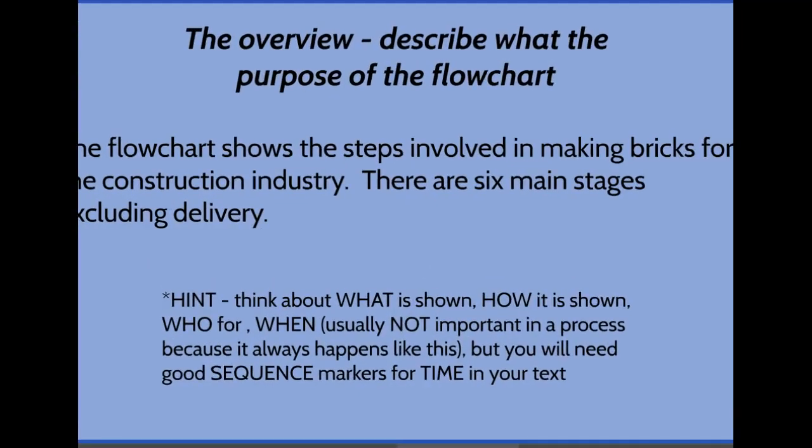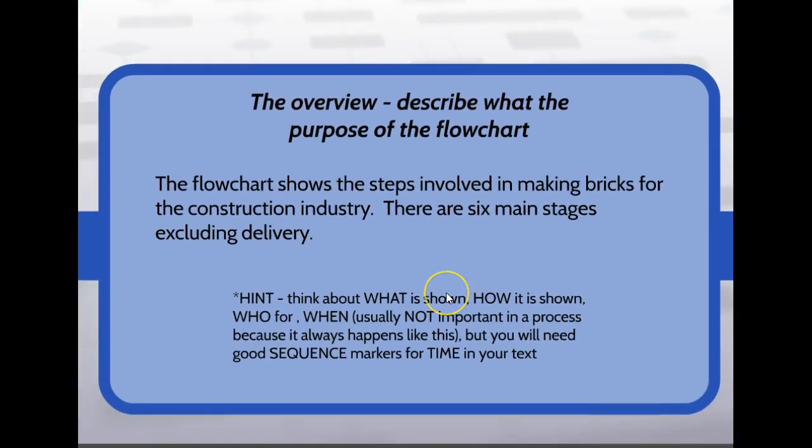Alright, here is the overview. The flowchart shows the steps involved in making bricks for the construction industry. There are 6 main stages, excluding delivery. Keep it simple, tell the purpose, and think about your WH words. What is shown? Is who important? Is when important? These words will just help you stay on track, but you don't have to cover them all.